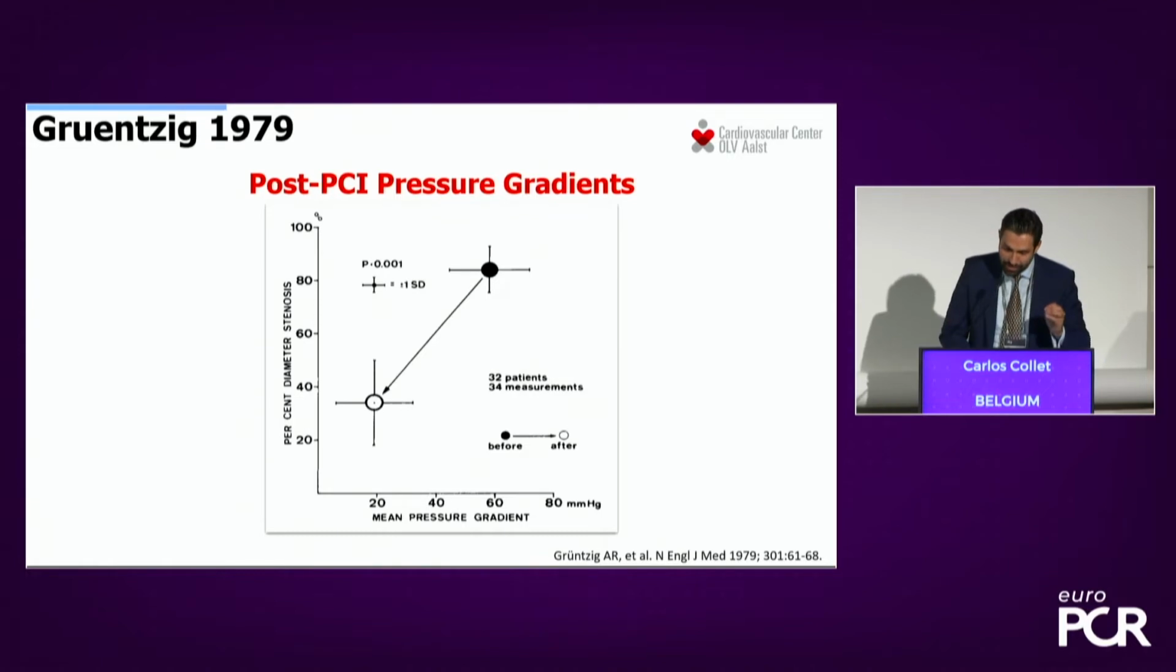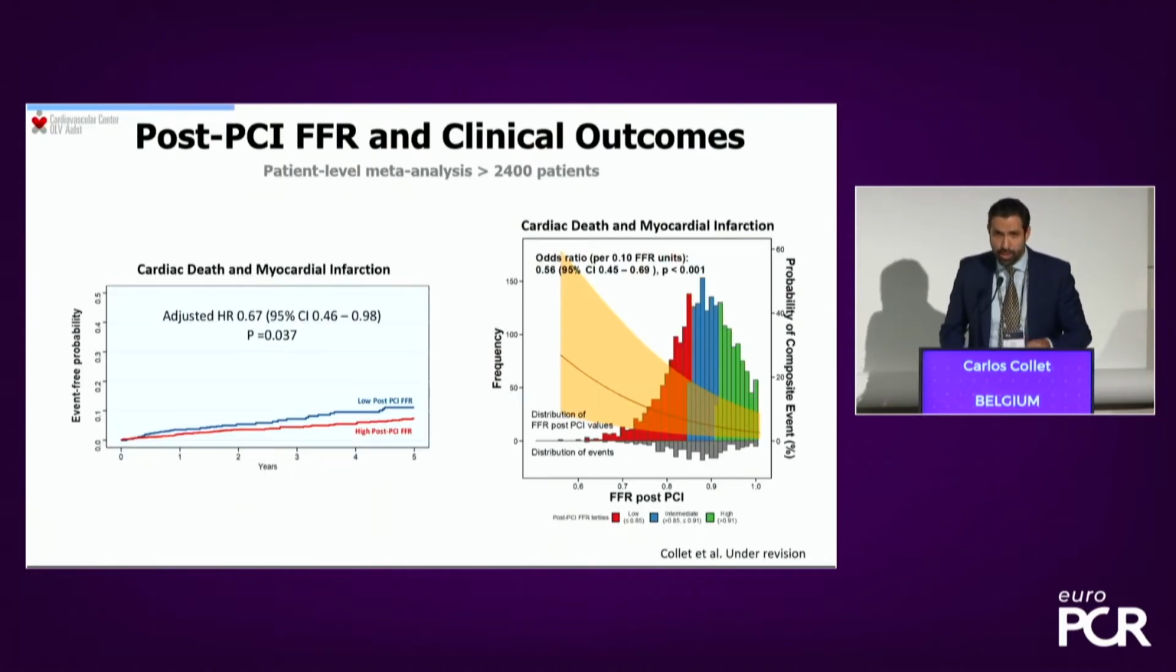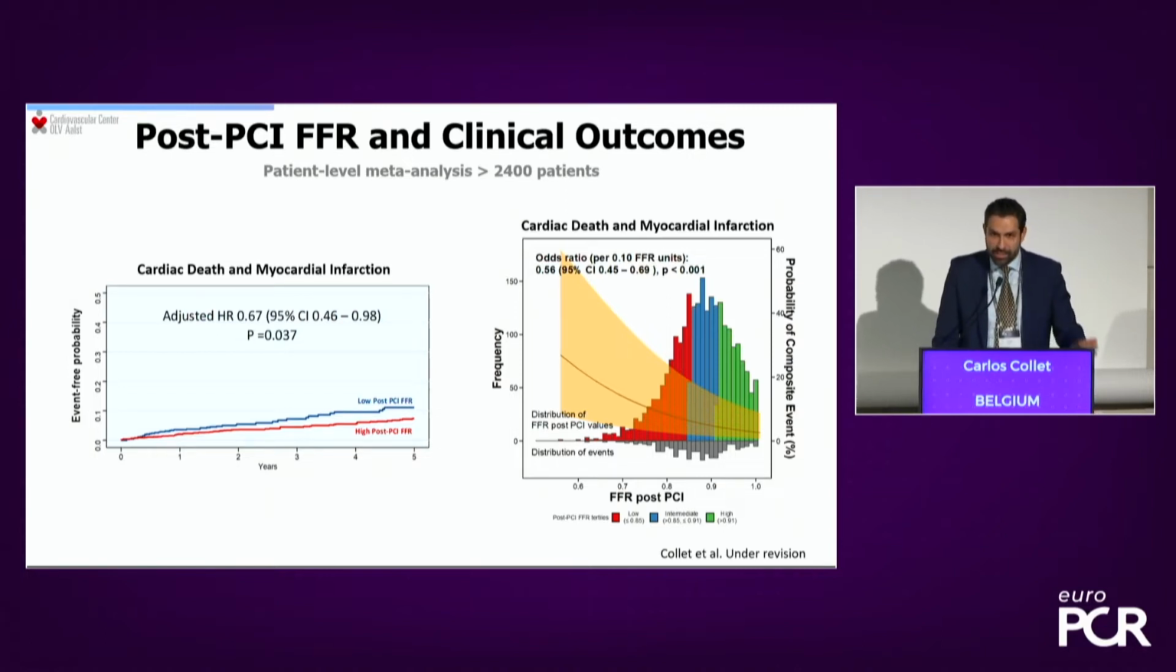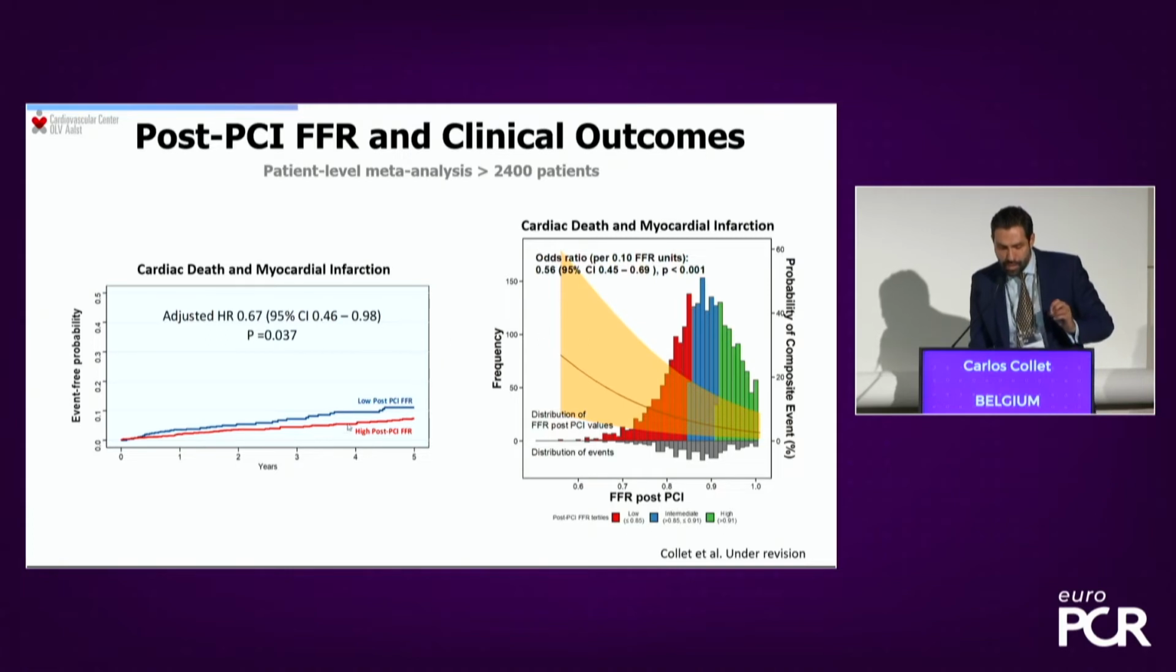Again, 1979. Today, 2022, and this is probably going to be published in 2023, the paper is under revision, we have performed the largest individual patient-level meta-analysis addressing the consequences of post-PCI FFR. What you see on the screen is the incidence of cardiac death and myocardial infarction stratified by post-PCI FFR. You see in the Kaplan-Meier curve, the blue group are patients with low post-PCI FFR, and the red group are patients with high post-PCI FFR, and you immediately see that the patients with low post-PCI FFR have almost 40% more risk to die or have an MI.